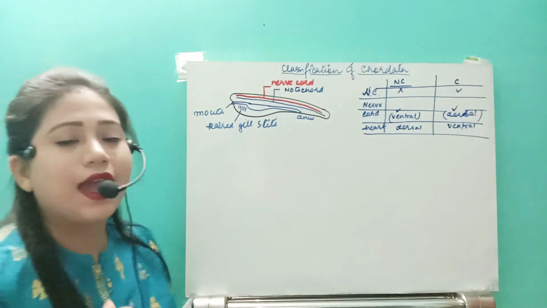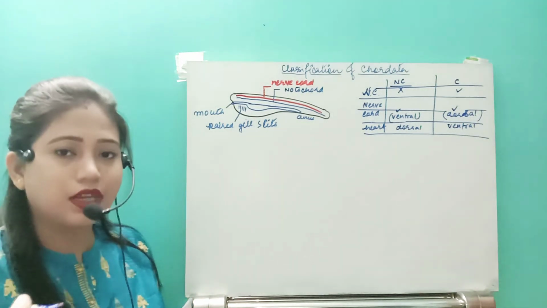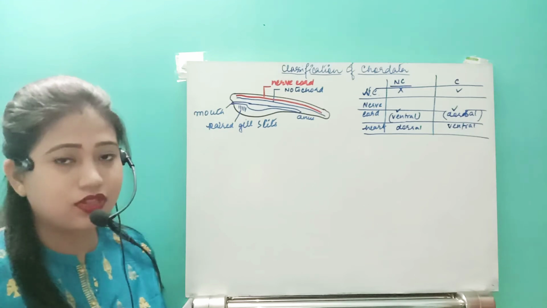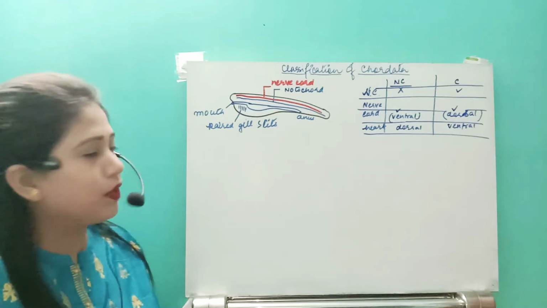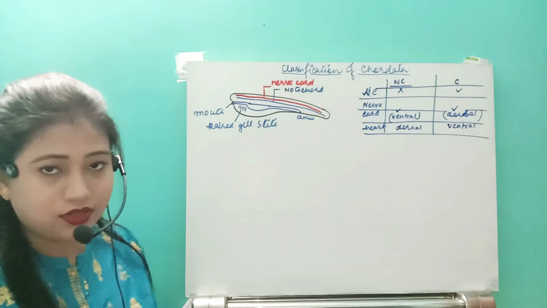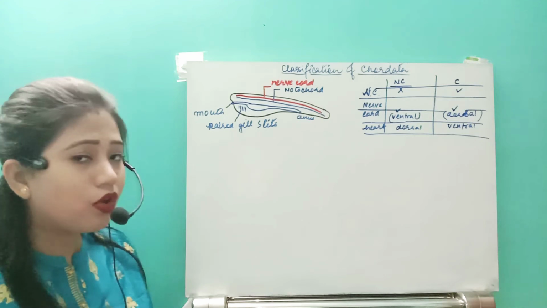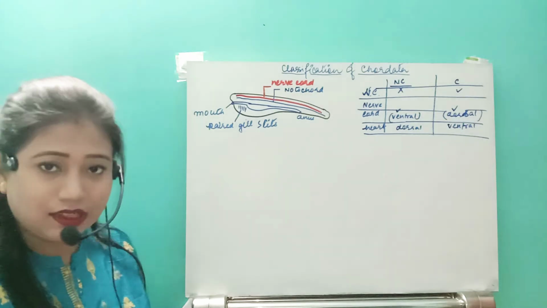Gill slits will actually help in circulation of the water, which can take the gases, oxygen, inside and outside their body and circulate the water outside. So the paired gill slits will be present in the case of the chordates, right? But in the case of the non-chordates, they will not have gill slits, they will have just the gills, right?